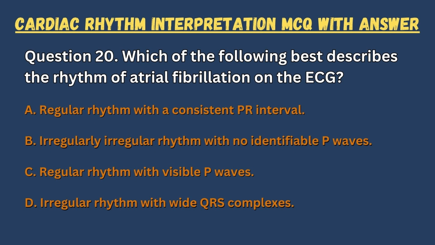Question 20. Which of the following best describes the rhythm of atrial fibrillation on the ECG? A. Regular rhythm with a consistent PR interval. B. Irregularly irregular rhythm with no identifiable P waves. C. Regular rhythm with visible P waves. D. Irregular rhythm with wide QRS complexes.